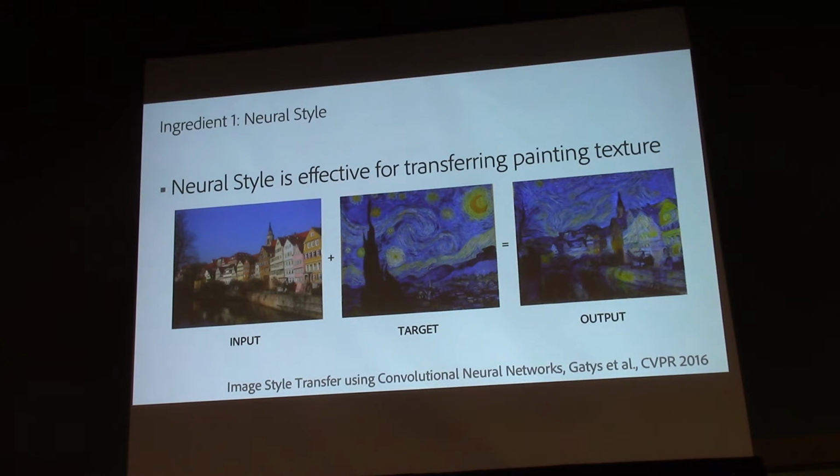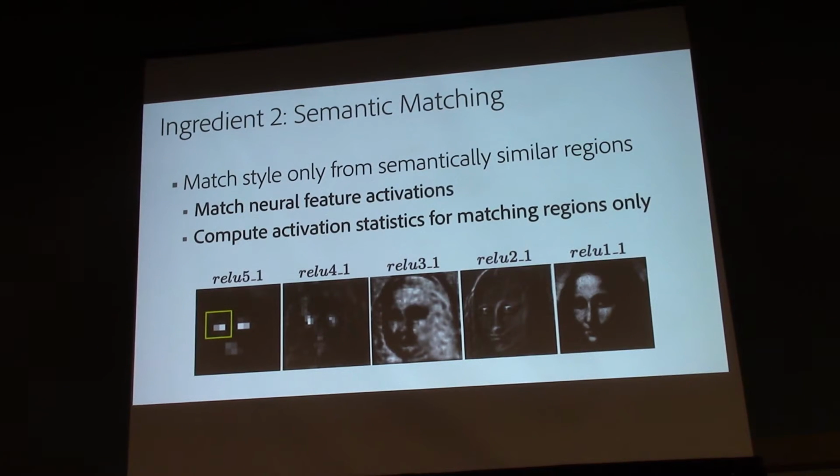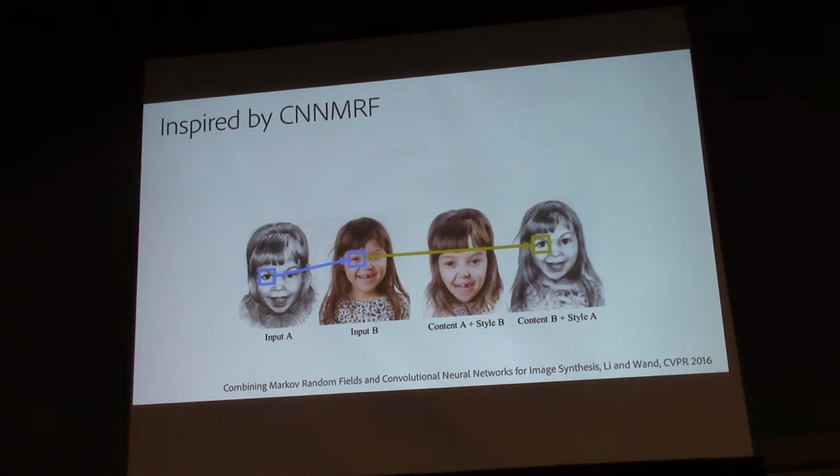So the first ingredient is neural style. We use neural stylization because it's really good at transferring textures, which is really important for paintings. But instead of transferring all the statistics from the entire painting onto the small region, we do a semantic matching such that we transfer style from only semantically relevant regions. So if you transfer a face, we want to use only the face of the painting, if it exists, etc. We were inspired by the CNN MRF work that also used semantic matching.